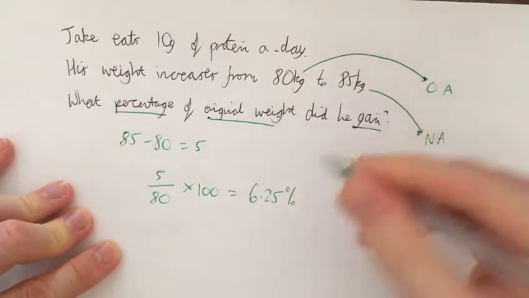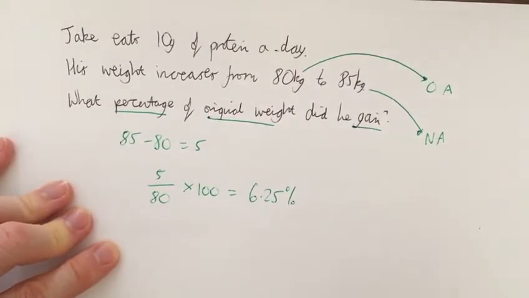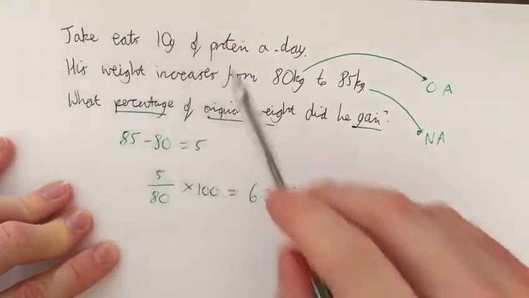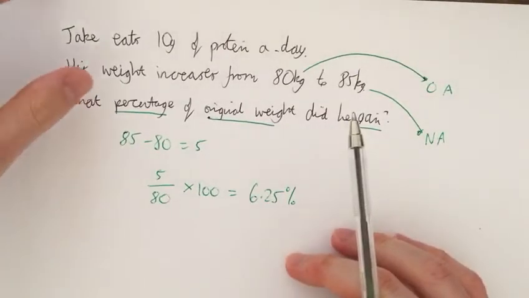6.25%. Percent gained, done. So the big takeaway from this question is make sure that all the information is needed and necessary for you to answer it. Okay, this next question is a tiny bit more challenging.